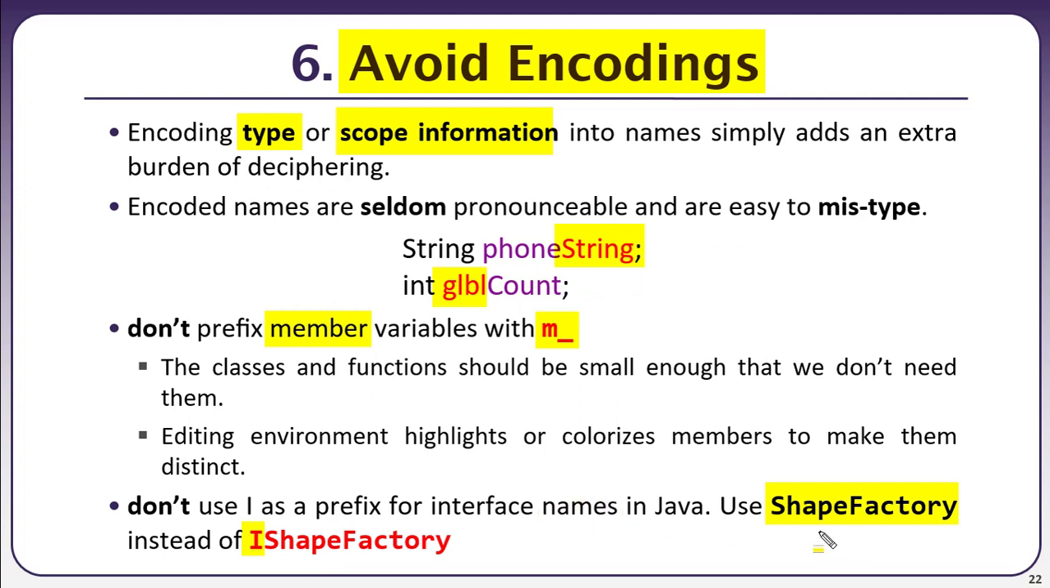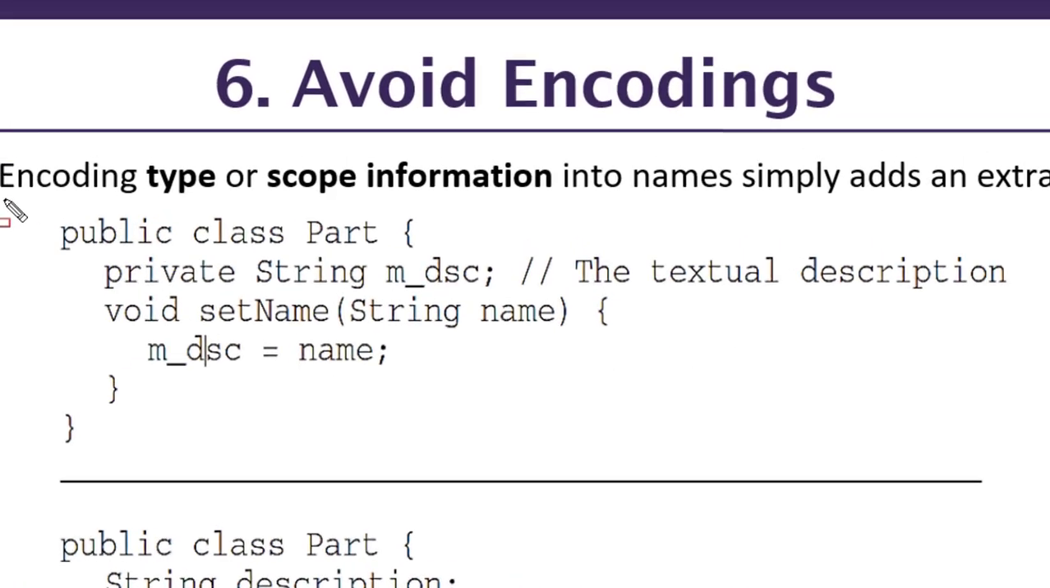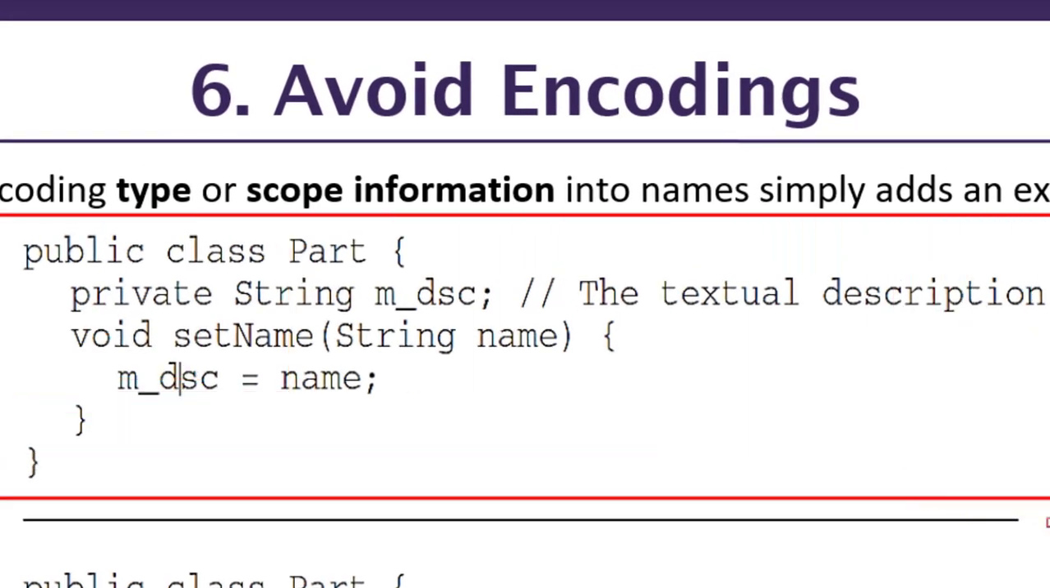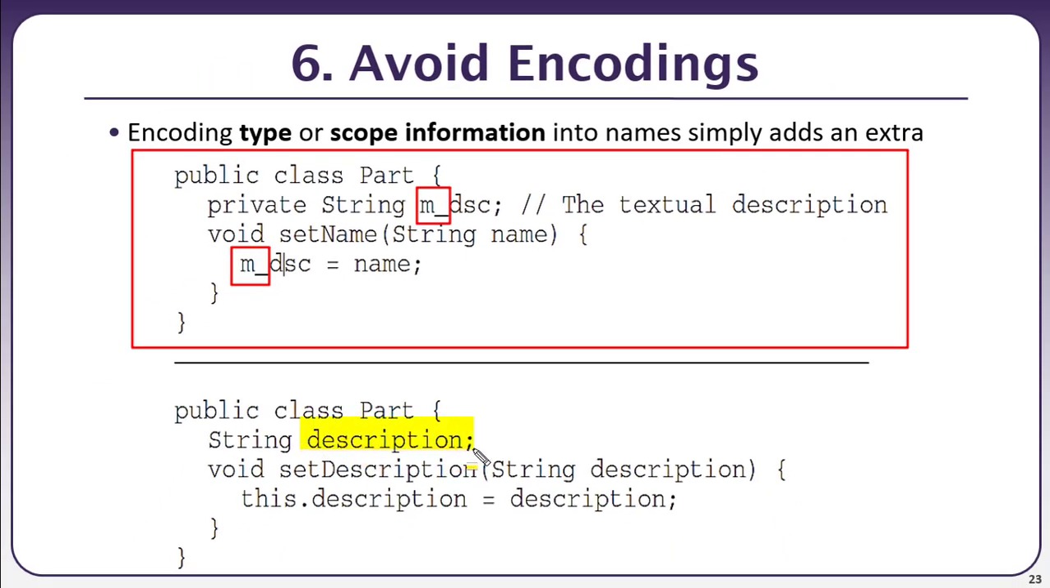Rather, I can simply use the name shape factory, and the use of the shape factory will automatically let the reader or developer know that this is not a class, rather this is an interface. In this code, we can see that we are encoding the scope information in the name of the variable by providing some additional letters and characters. We can avoid that and use more meaningful names by simply using the names without any additional encoding.